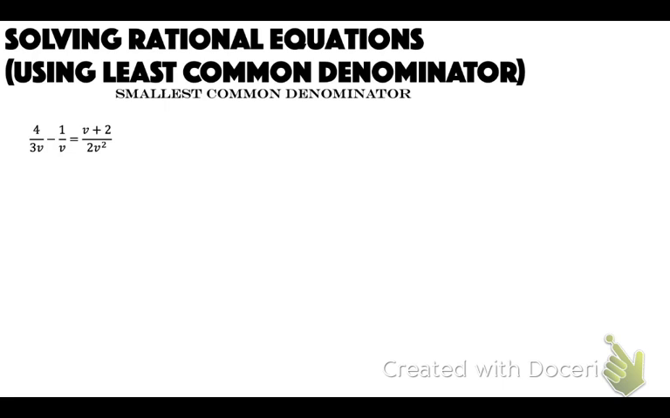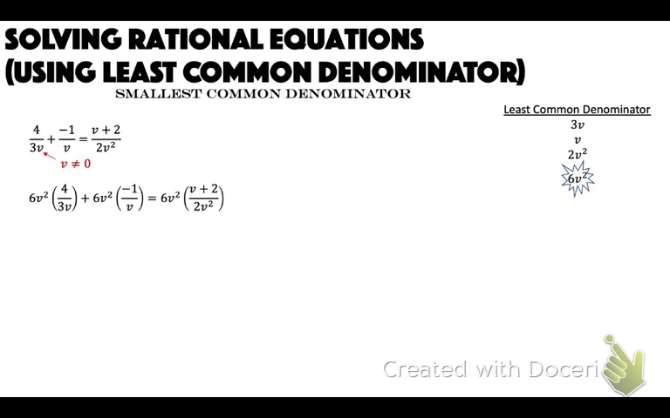So this one right here, first distribute that subtraction sign. Then we need to find our restrictions. So that's going to be v can't equal 0 for all of those. Then we have to find our least common denominator. So we're going to have a v squared. And then 2 and 3, those both go into 6. Because 6v squared can be divided by 3v and 2v squared. And then I'm going to take that and multiply it to all 3 terms there.